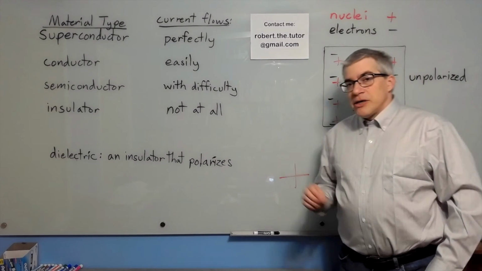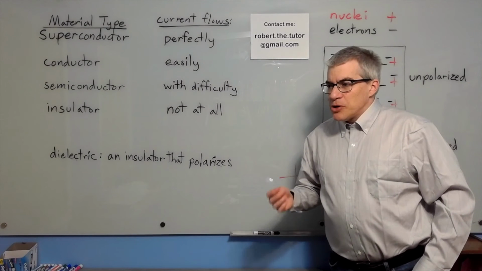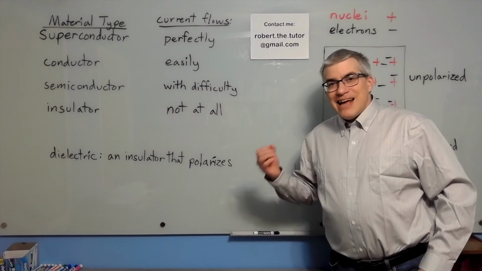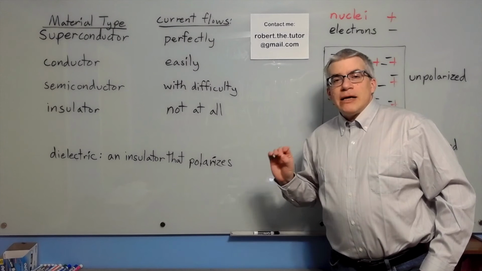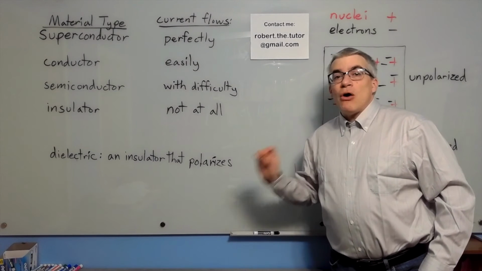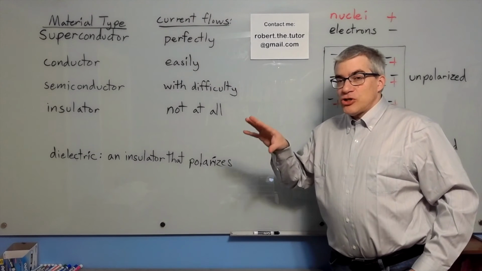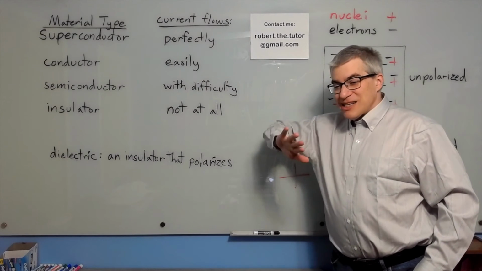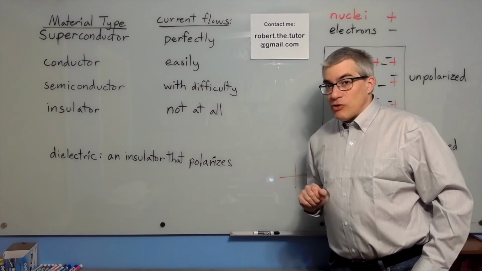An insulator is a material like paper, glass, plastic, air. They don't let electric charge flow through them at all. Now you can put electric charge onto the object, but it's just going to sit there on the surface. It's not going to travel through.